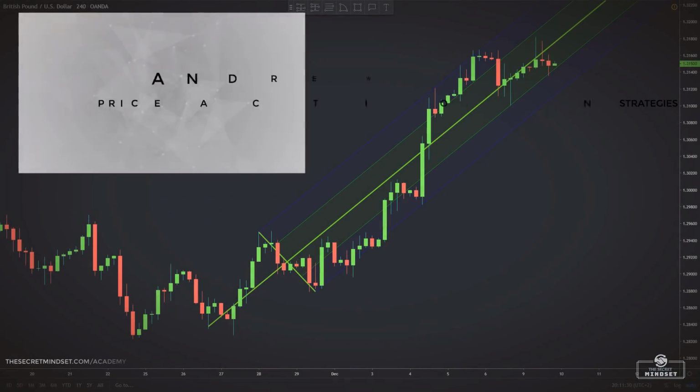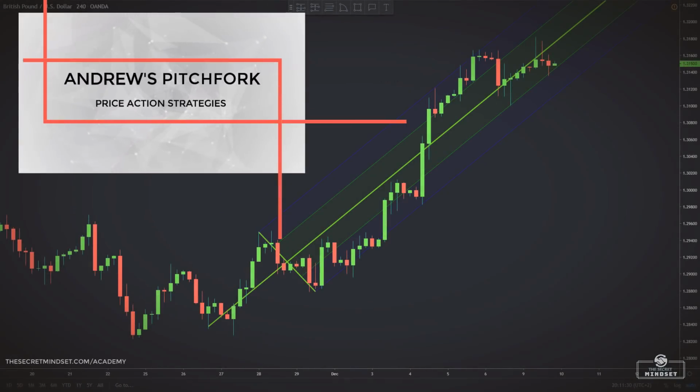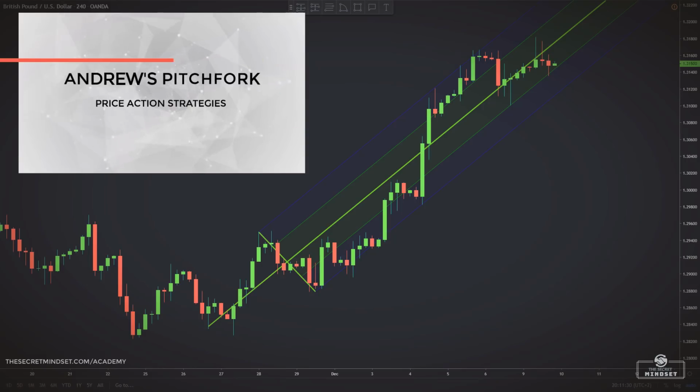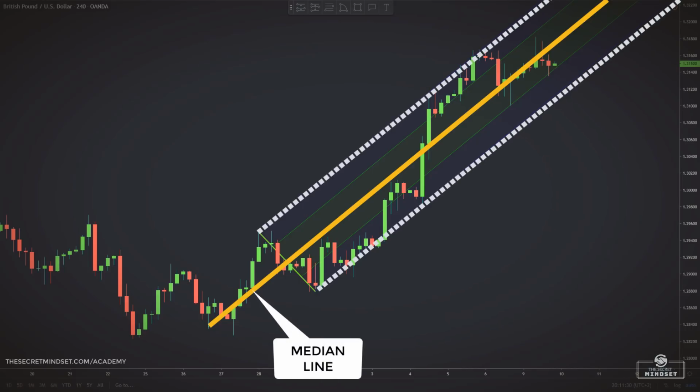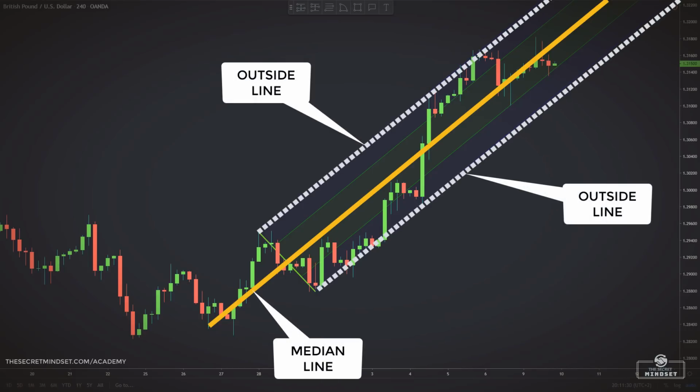The Andrews Pitchfork indicator, commonly referred to as median lines, is one of the most versatile trading tools available. Andrews Pitchfork consists of a median line at the center and two parallel equidistant trend lines, where the outside trend lines represent areas of support and resistance. Traders often look for buying or selling opportunities as the price approaches the ends of these channels.